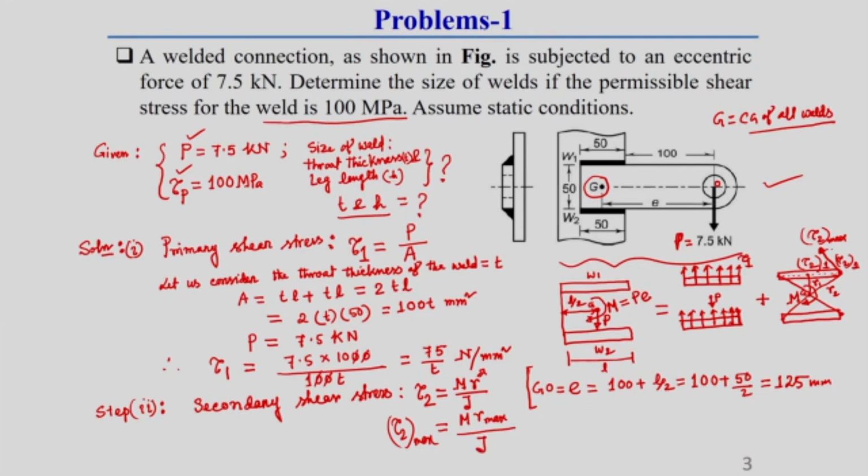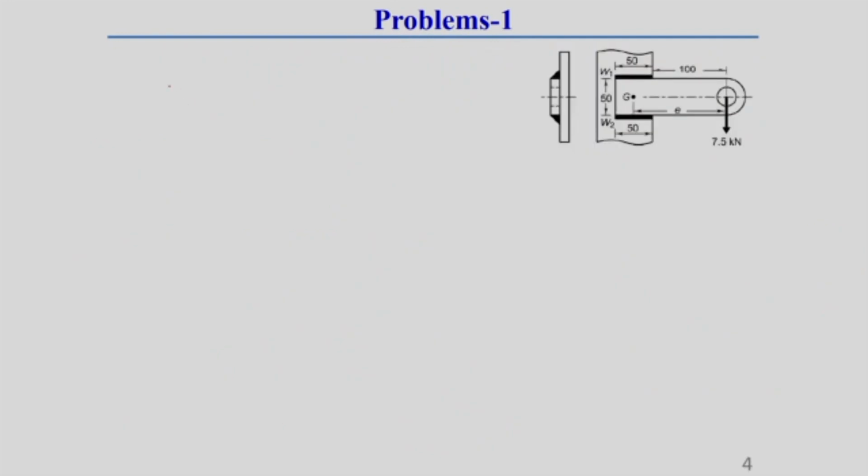So, here tau 2 max we are interested to find out. For that we have to find out the r max value. Okay. Now I will show you what is r max. Here I am drawing it directly, then it will be more clear to you. So, this is the G location. Here, tau max is at the farthest distance, I already told.